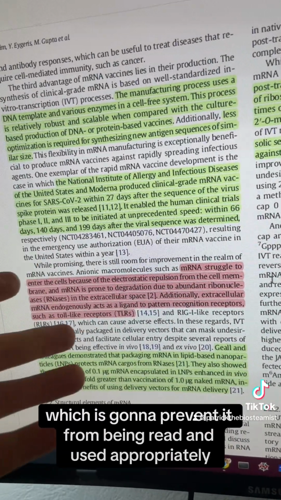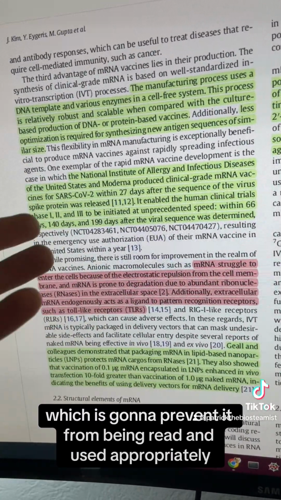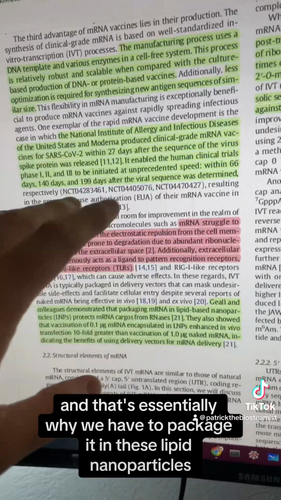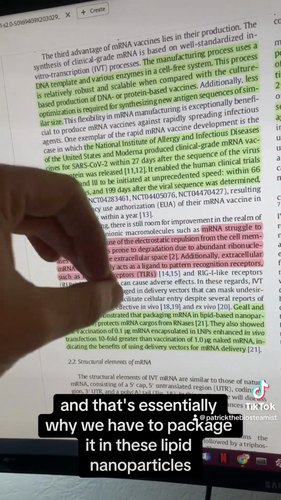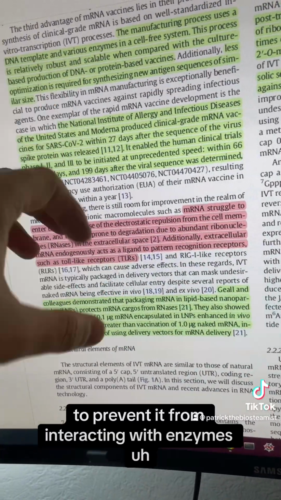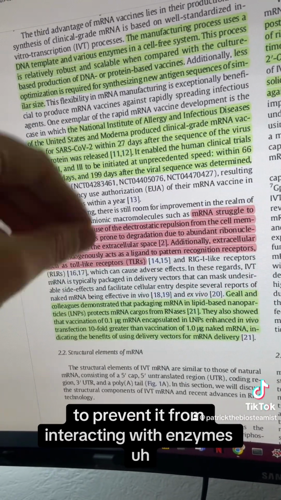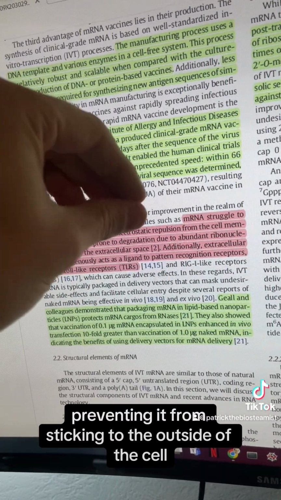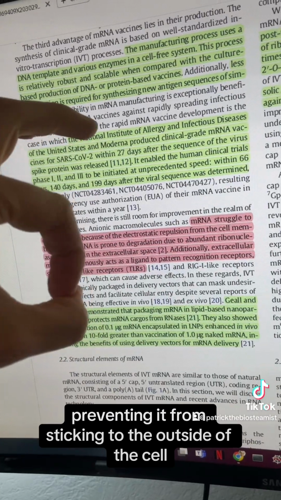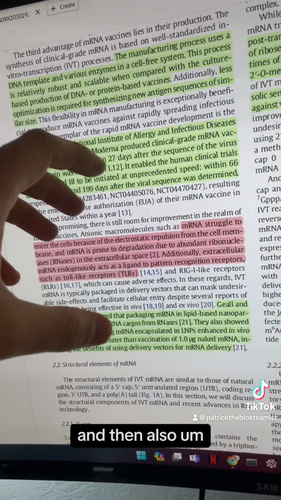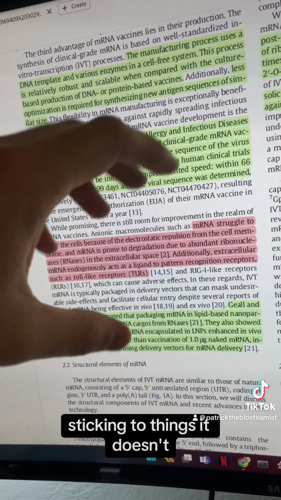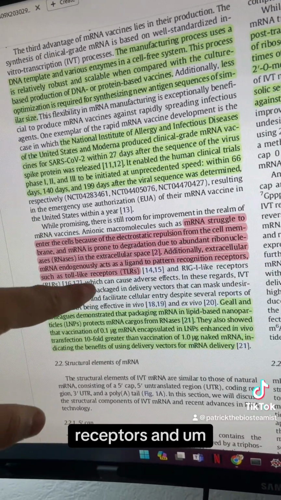which is going to prevent it from being read and used appropriately. And that's essentially why we have to package it in these lipid nanoparticles to prevent it from interacting with enzymes, from degrading it, from sticking to the outside of the cell, and then also to prevent it from sticking to things you don't want it to, like toll-like receptors.